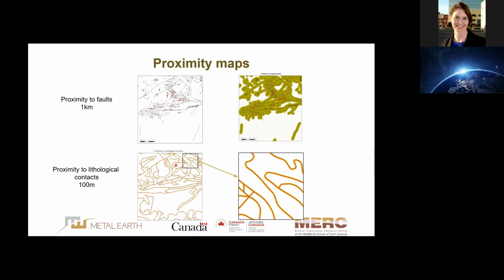Here's an example of what we do with contacts. This is the general geology. And we buffer, in this case, we buffered 100 meters around each contact. So these are two examples of evidence maps that we put into our modeling.